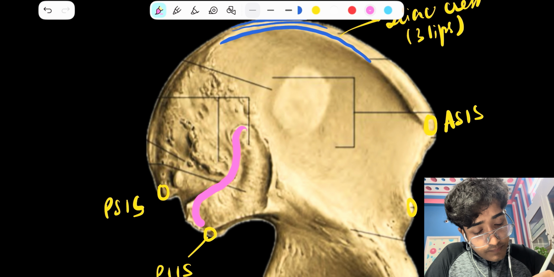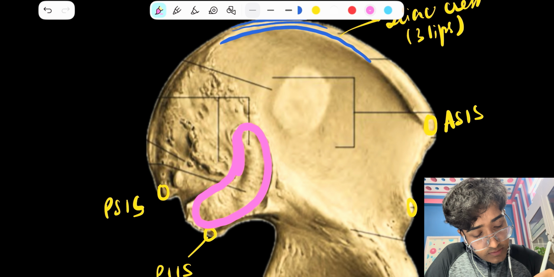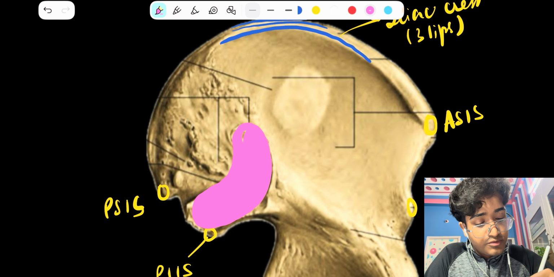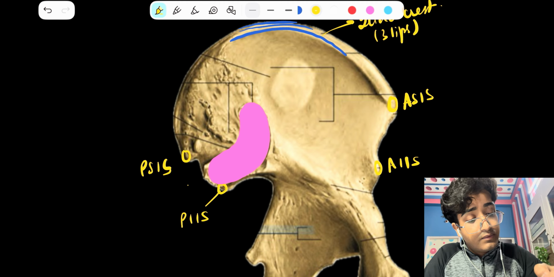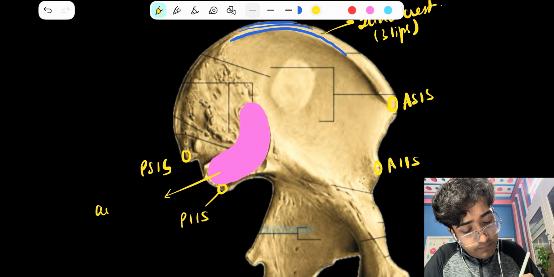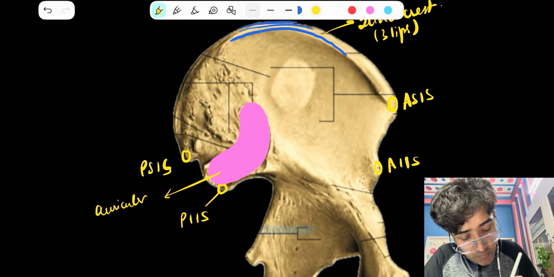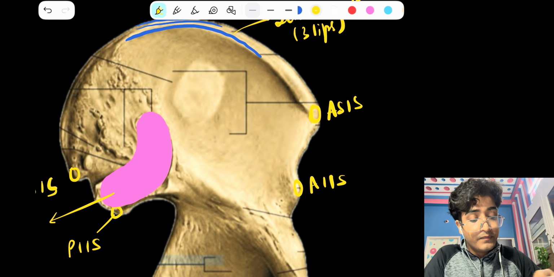Here you can see an ear-shaped demarcation. This area is for the attachment of the sacrum bone to the hip bone. This is known as the auricular surface of the ilium.